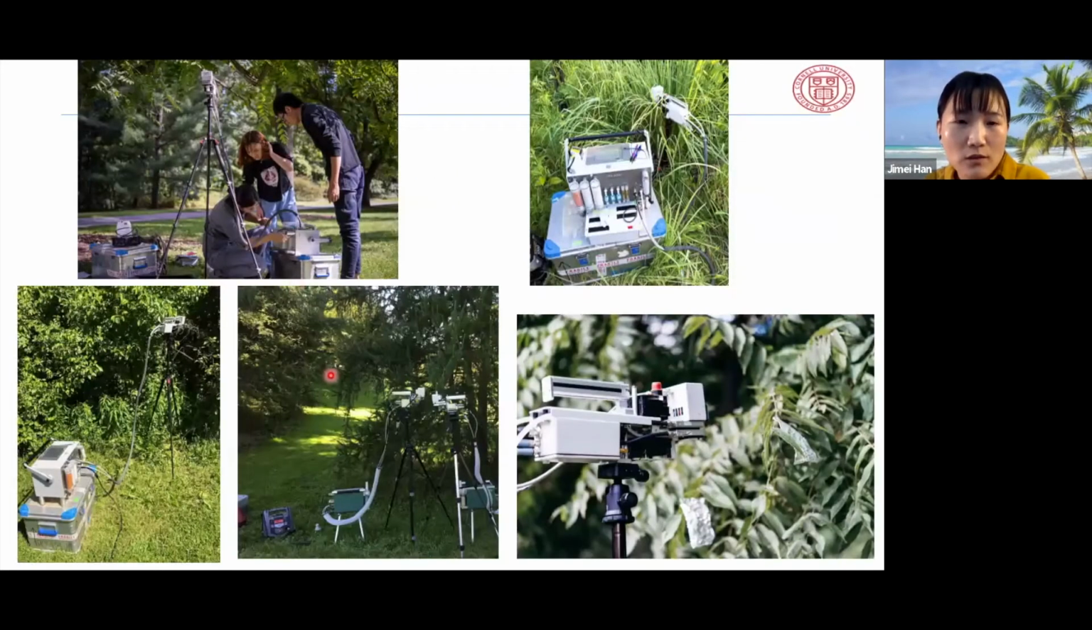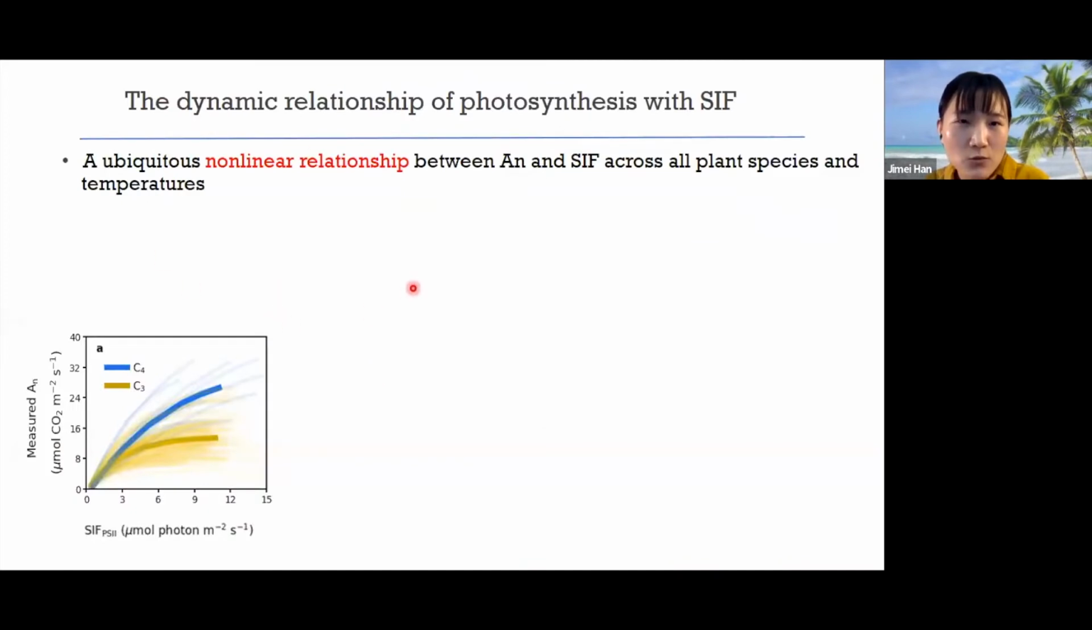Here are pictures of our measurements in the Cornell Botanical Gardens. Utilizing this wide range of species, we first tested the relationship between SIF and photosynthesis. We find a nonlinear relationship between SIF and photosynthesis across different plant species.